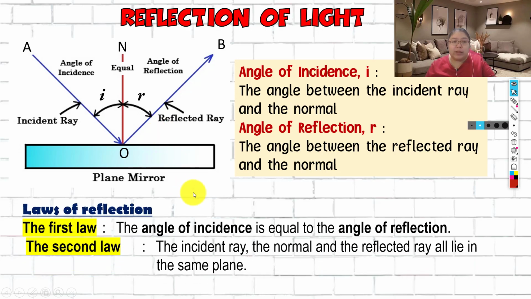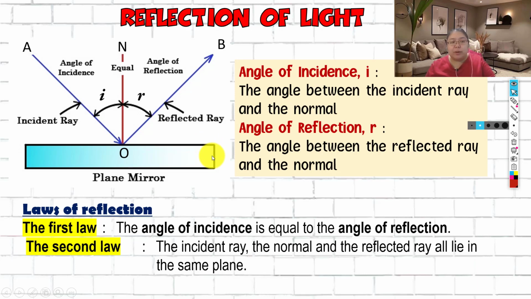So the next one is the law of refraction. We have 2 laws. The first law: the angle of incidence and the angle of refraction must be the same, so I and R are equal. What is the second law? The incident ray, normal, and refracted ray all lie in the same plane. The plane now is the mirror. That means the 3 lines must meet in the same plane. This is the second law of refraction.